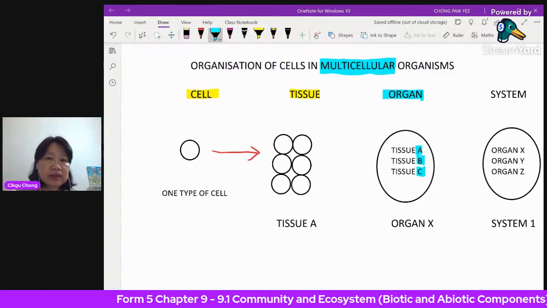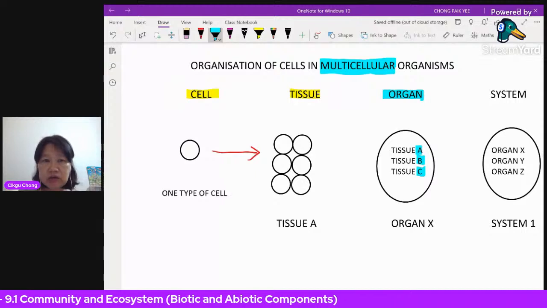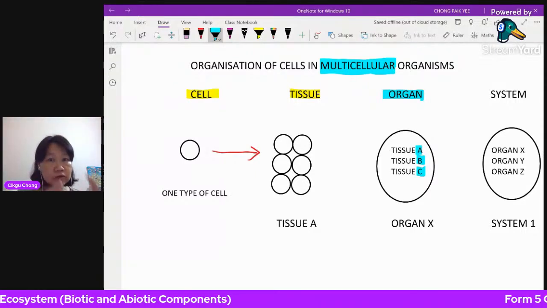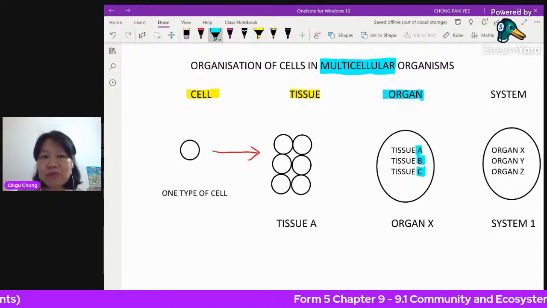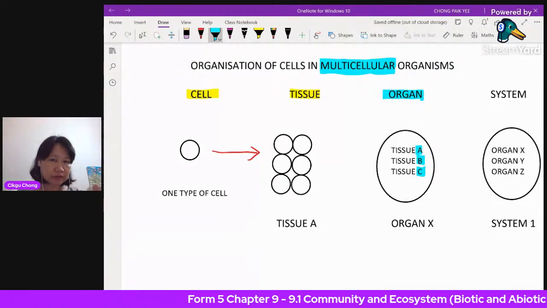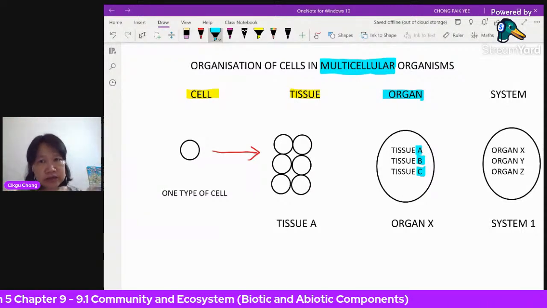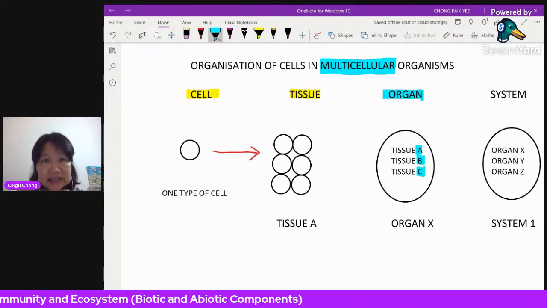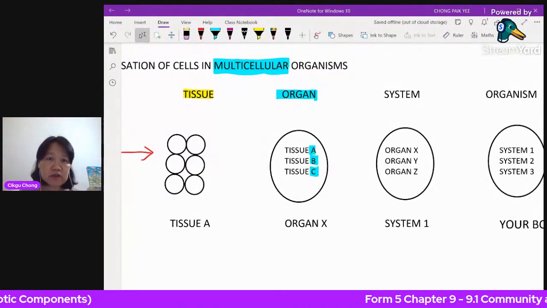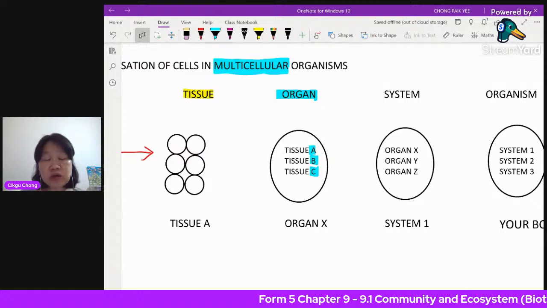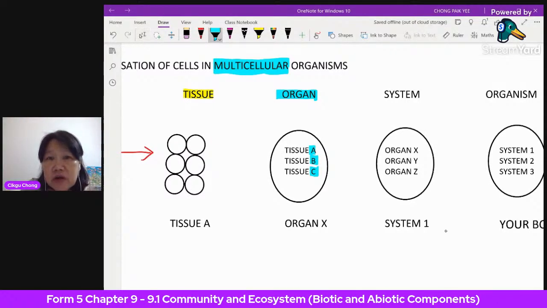So you have a higher level of organization. From cell, individual cell, you form tissue. Tissue A is formed of all the cells of A. Then you have one type of tissue, but there are many, many types of tissue. So all the types of tissue joined together, you get an organ. So let's say organ X, okay, organ X. And then your body doesn't have only one heart, isn't it? You also have got liver, you have your kidney, you have so many different organs. So many, many different organs, okay?